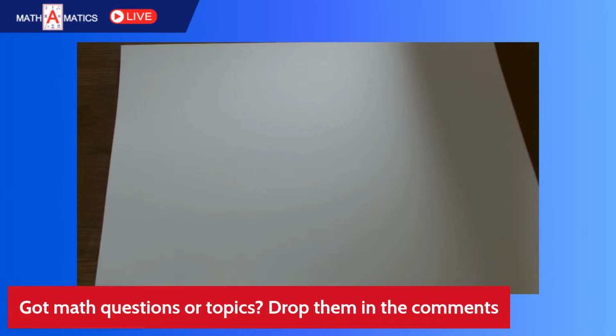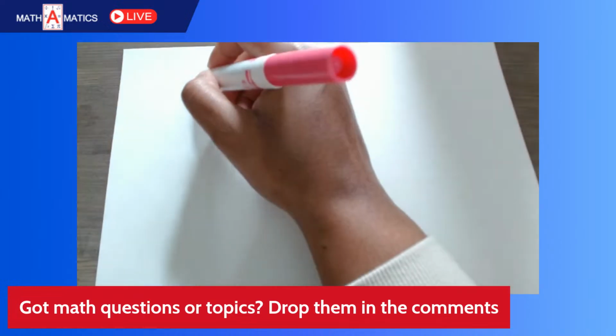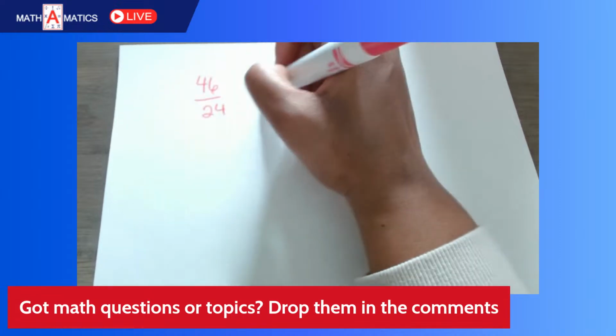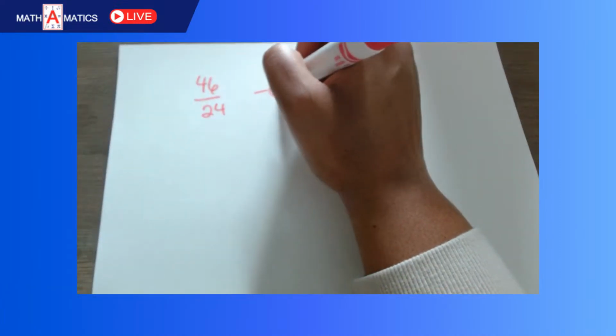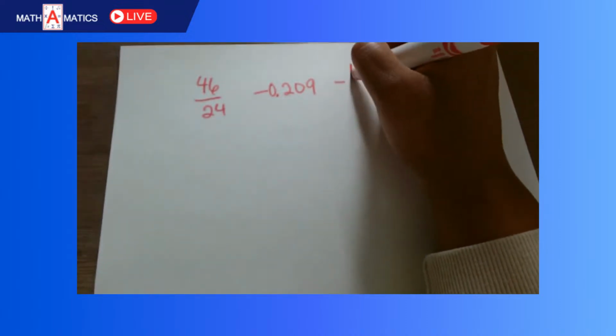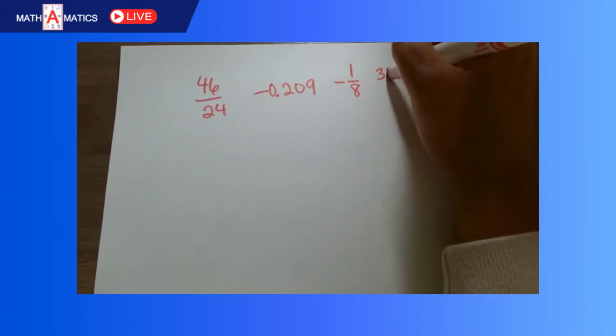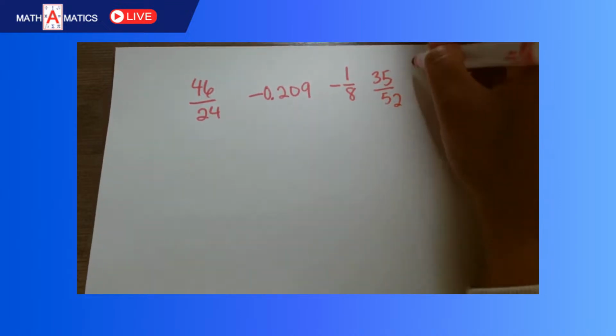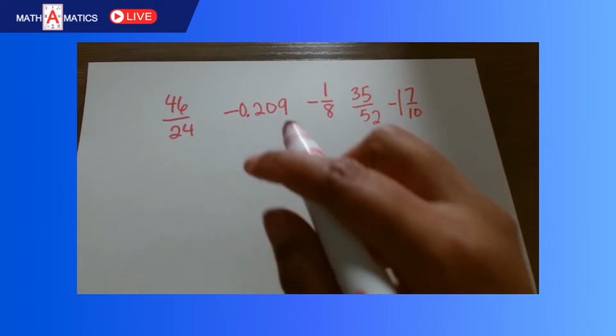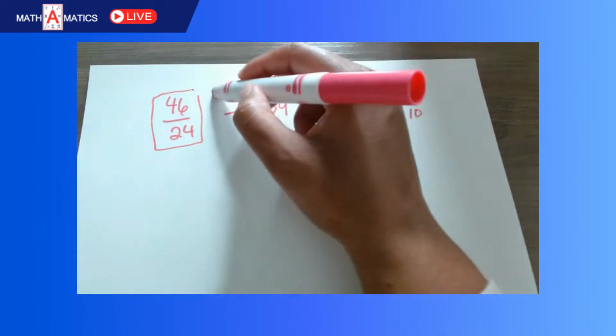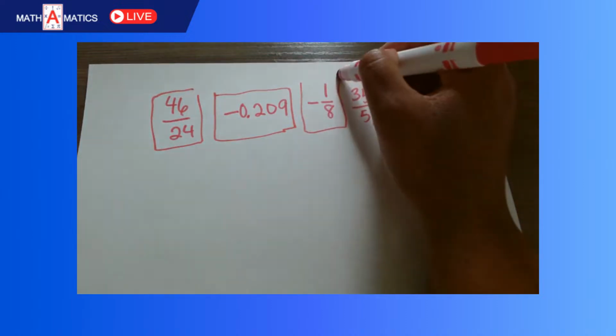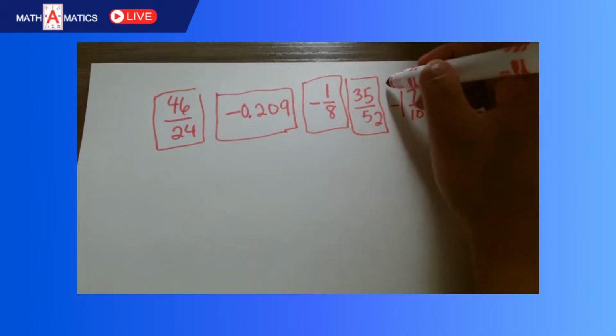This is going to be a 6th grade level problem. The question asks us to order these numbers from least to greatest: 46 over 24, negative 0.0209, negative 1/8, 35 over 52, and negative 1 7/10. I hope you can see all of those numbers. I'm just going to box them so that we know each of them is separate.